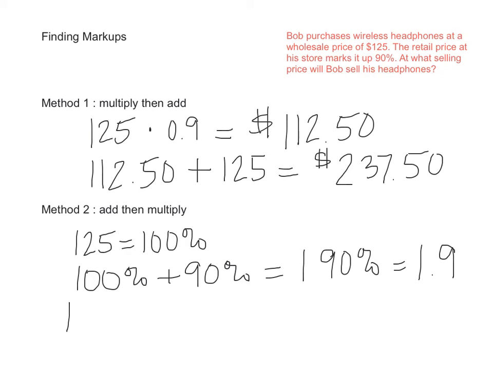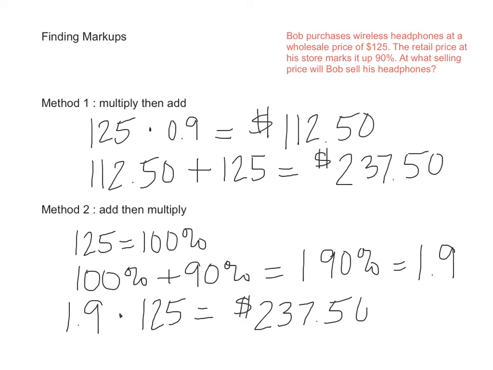That's where the multiplication comes in. So we have 1.9 times 125. Again, that's his wholesale price. And just like we found above with the first method, it's $237.50.